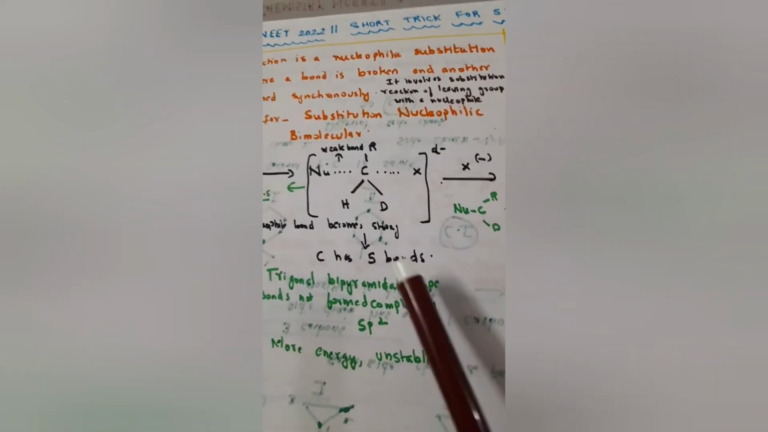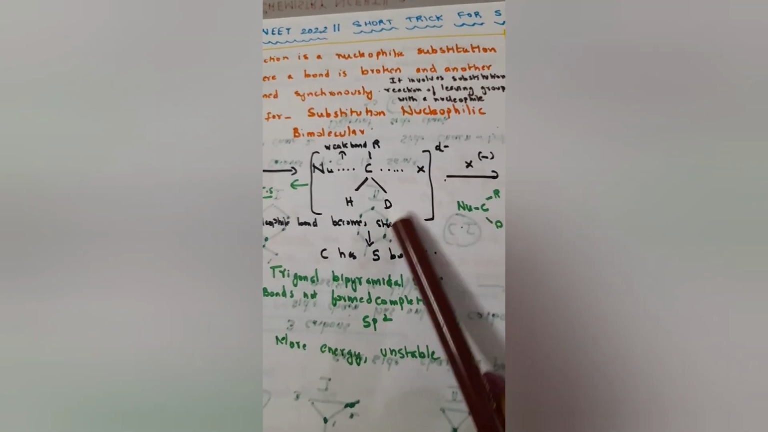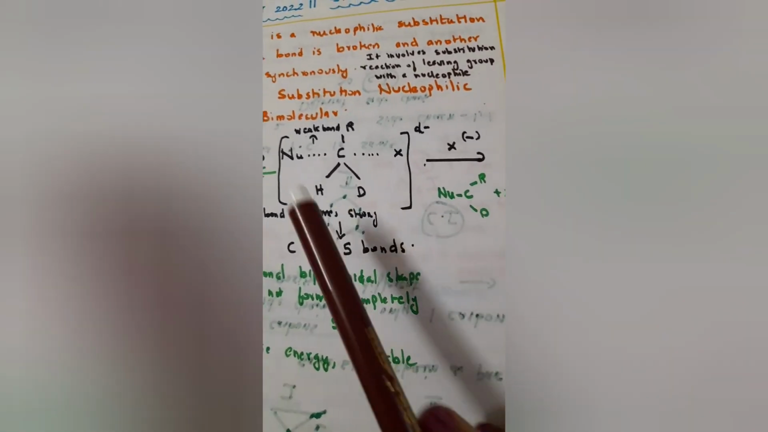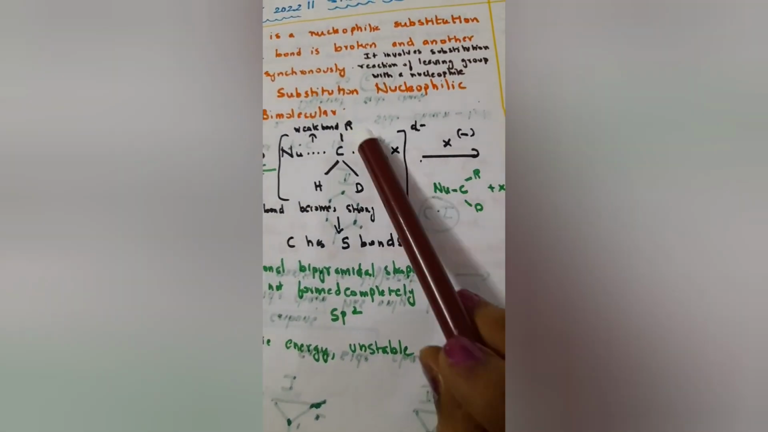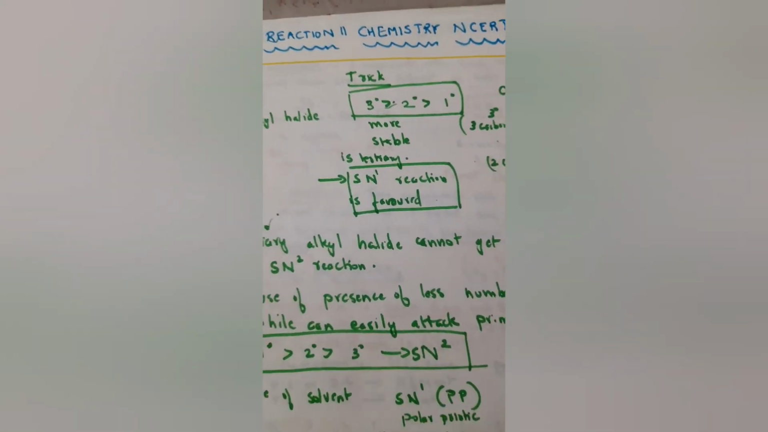And what happens in the next step? It's partially negative. Okay, the halide group will leave this structure. And finally you get Nu, this carbon is attached to R, then D. X will leave as the leaving group. Okay, now this is the mechanism of the reaction. Hope you followed this. Now let us see the trick over here.